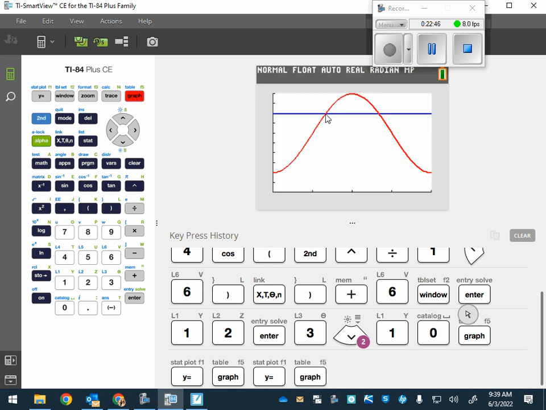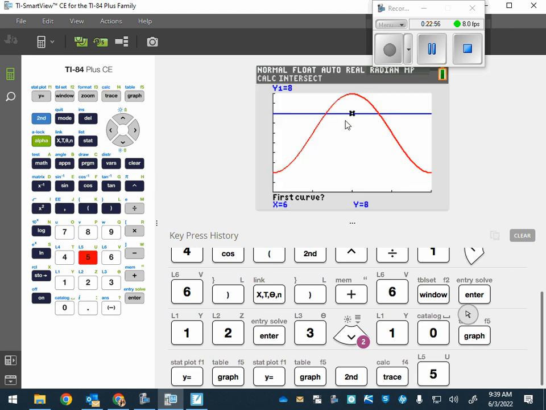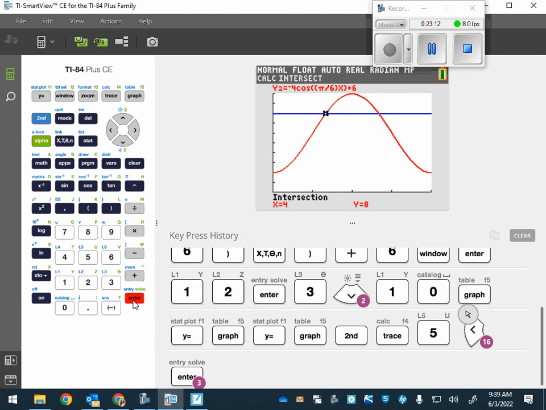Okay, so to find these two intersection points, second trace, number 5. Mine's in the middle of my blue line, I'm just going to scooch it over so it's close to that intersection, and then hit enter 3 times. Okay, so x equals 4 represents what time?